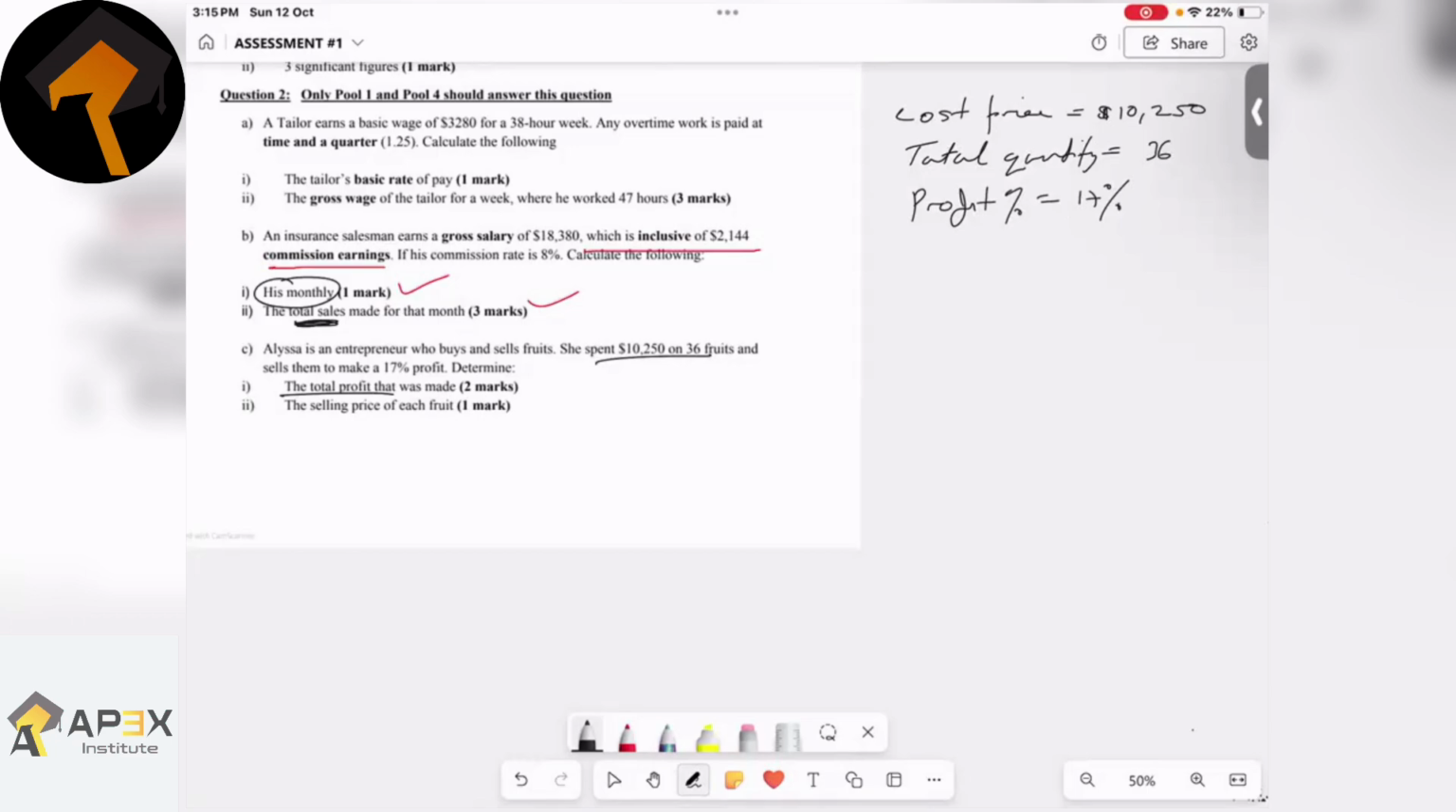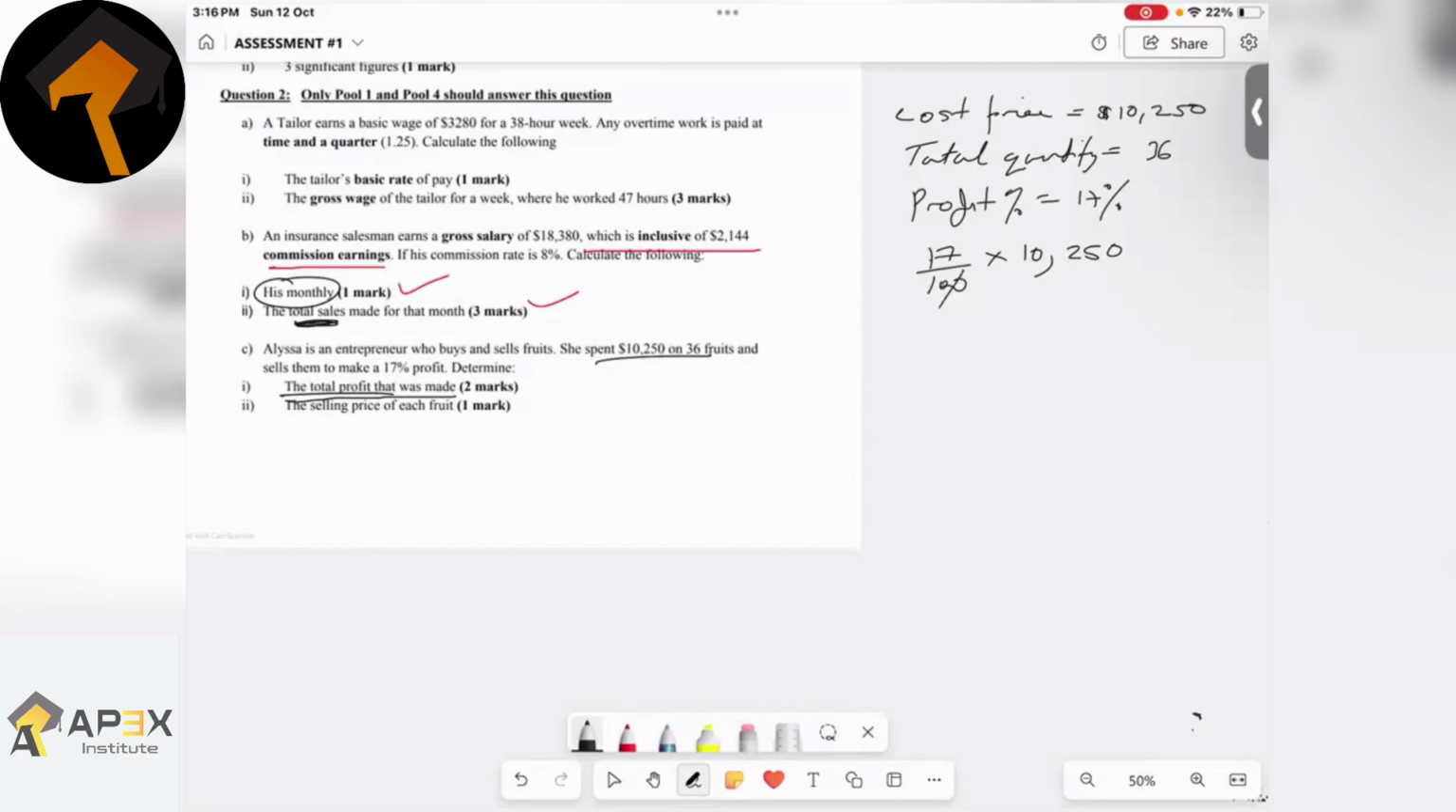So the calculation is very straightforward: it's going to be 17% over 100 multiplied by what she spent. That amount will be added back to it. Now, the question says the total profit that was made. We don't want to know how much she got after she sold them. We know she's going to get back her money, but we're not interested in that. What we're interested in is the total profit that was made.